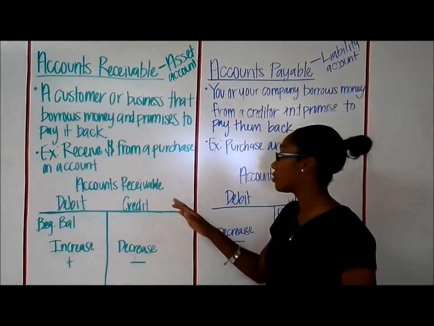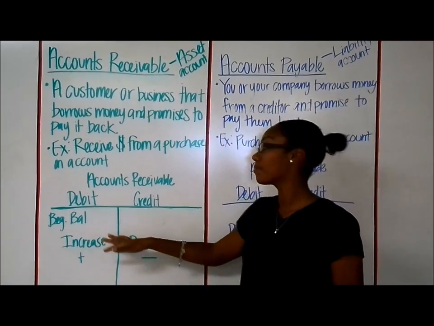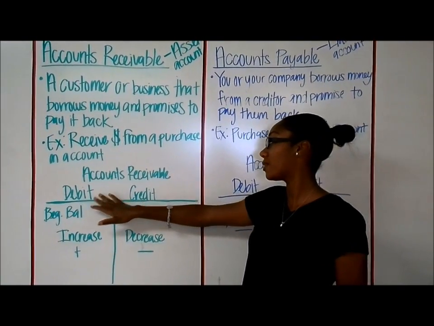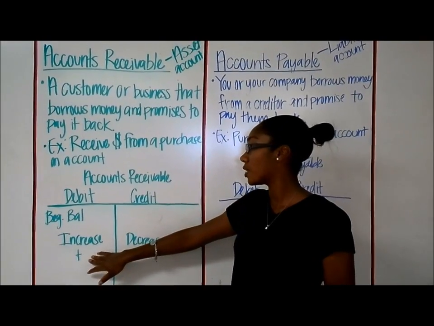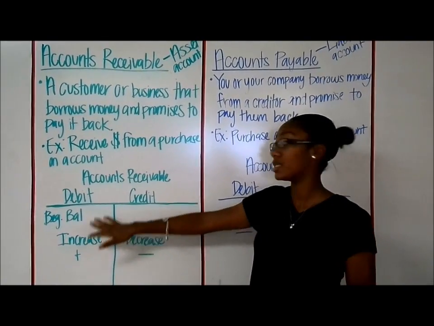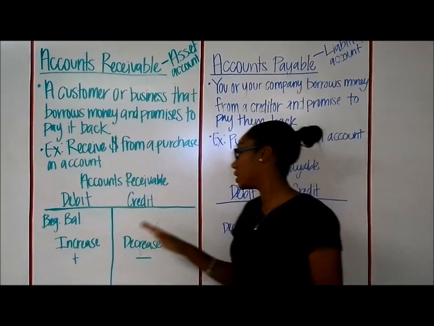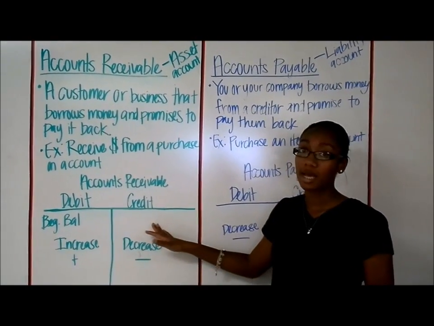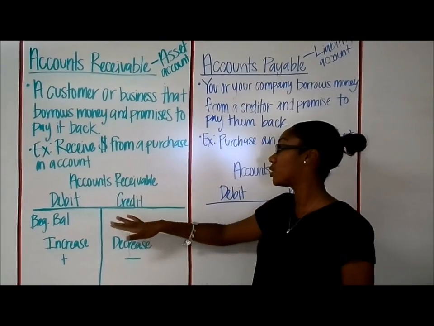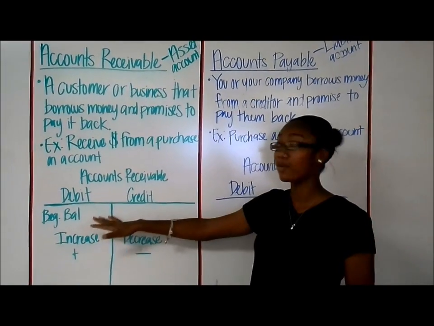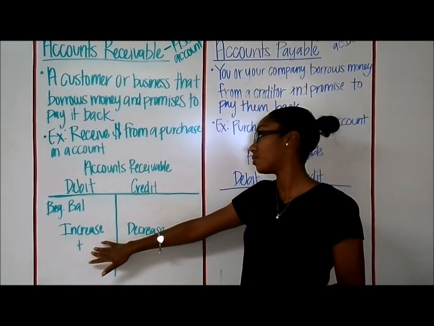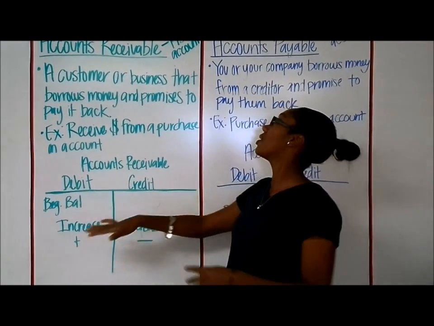So for accounts receivable, we have a T account here. The beginning balance for accounts receivable would be on the debit side of the T account, and any increase to accounts receivable would be on the debit side as well. Any decrease to accounts receivable would be on the credit side of the T account. Now this is because it's an asset, so like with cash, the beginning balance would be on the debit side and any increase would be on the debit side as well.